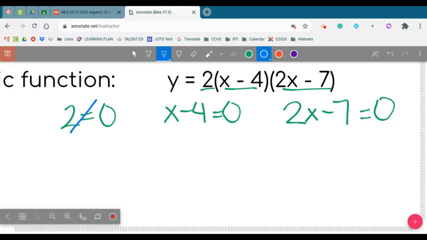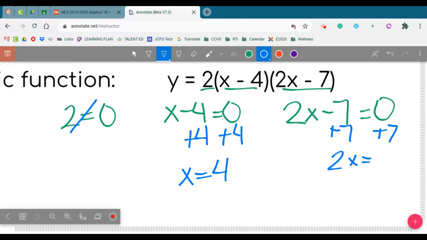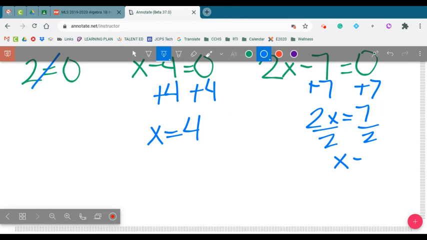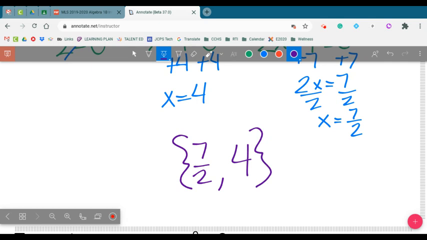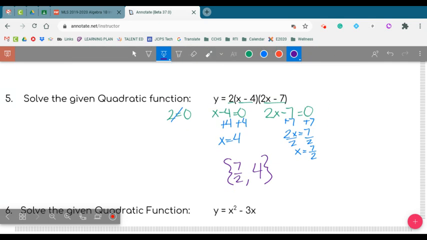2 doesn't equal 0, so that one's done. Add 4. You get x equals 4. Add 7. You get 2x equals 7. Divide by 2. You get x equals 7 halves. I'm not going to simplify that. So I have two solutions, 7 halves and 4. So I'm going to write that as a solution set. And you can look at this. I had 2 variables in there, so I'd have 2 solutions.